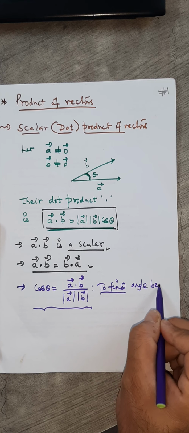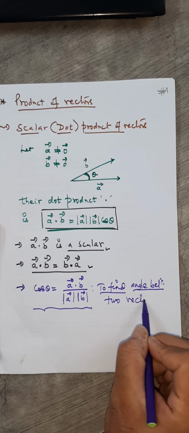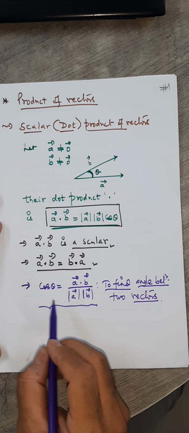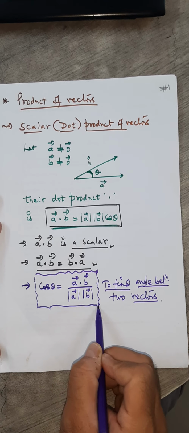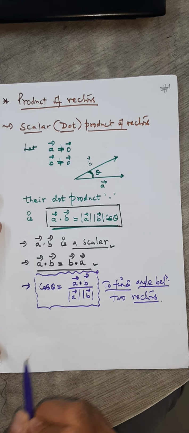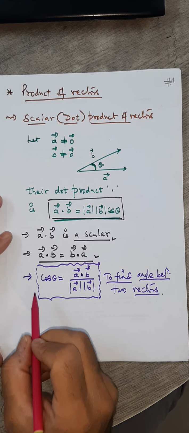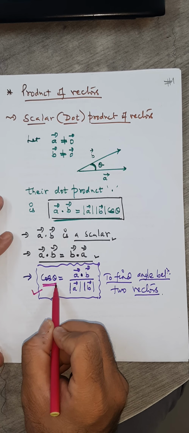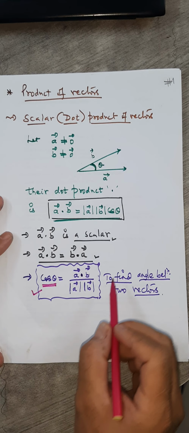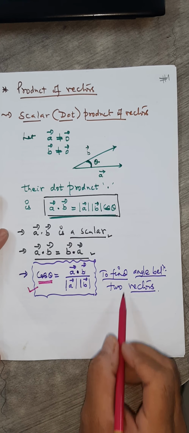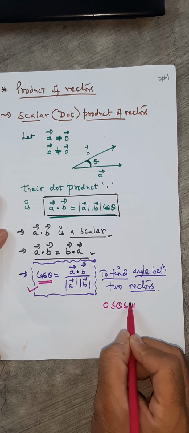When the dot product is given, we can use this formula to find the angle between two vectors. What's the formula? Cos theta equals the dot product of two vectors upon the individual magnitudes. And here, remember, the range of theta, whether it is here or here, is from 0 to pi.